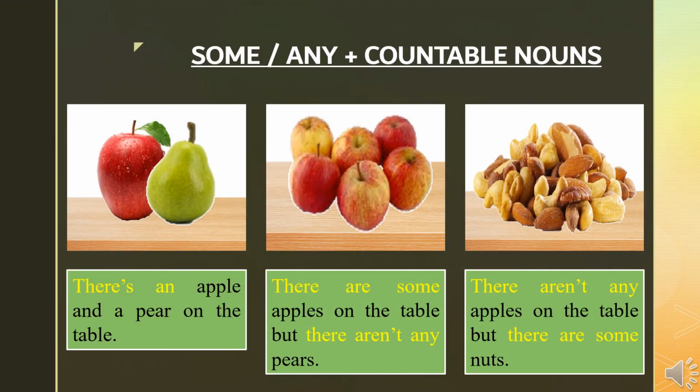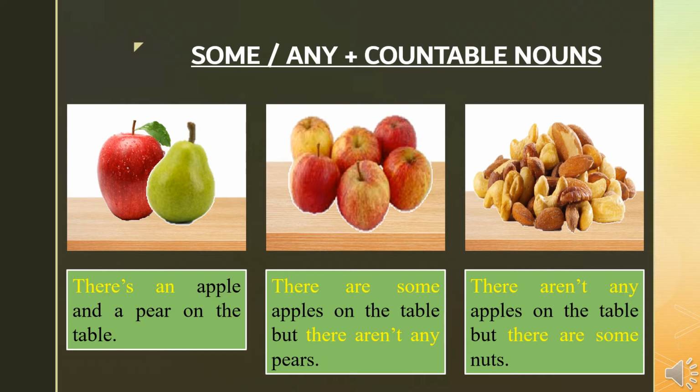Okay, now we continue with some or any plus countable nouns. For example 1, there is an apple and a pear on the table. And for example 2, there are some apples on the table, but there are not any pears. From these sentences, we can see that we use some for the apples that appear on the table, and we use any because the picture did not have any pears.